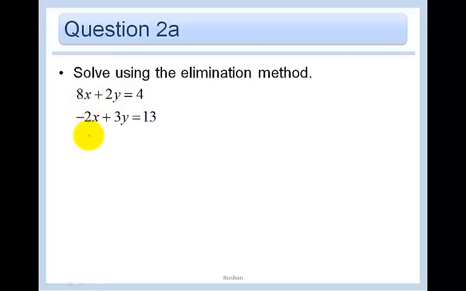And what I mean by that is that it sums up to 0. So if I added these two, for instance, I would be getting 6x plus 5y equals 17. You see, I haven't gotten 0x or 0y. That's not what I want. I want to eliminate one of the variables, which is why it's called the elimination method.